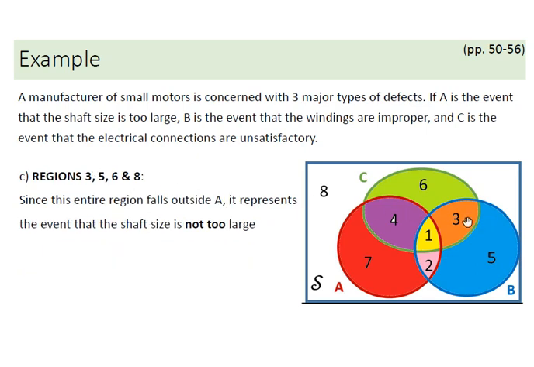And now look at the regions 8, 6, 3 and 5. This area. Since this entire region falls outside A, it represents the event that shaft size is not too large in this area.